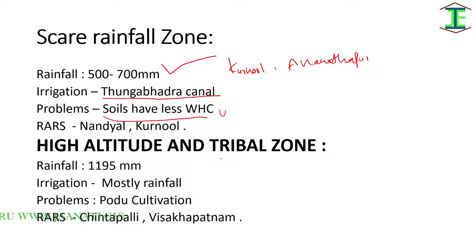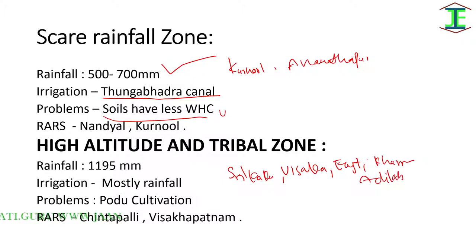Under this zone, some parts of the districts like Srikakulam, Visakhapatnam, East Godavari, next Khammam, and then Adilabad. So some parts of all these districts come under this High Altitude and Tribal zone. Under this zone, rainfall is very high, 1195 mm. Irrigation is mostly by rainfall only, and the problem faced is podu cultivation. Podu cultivation is nothing but shifting cultivation. This is the major problem under this zone, and the RARS is located at Chintapalli, Visakhapatnam.